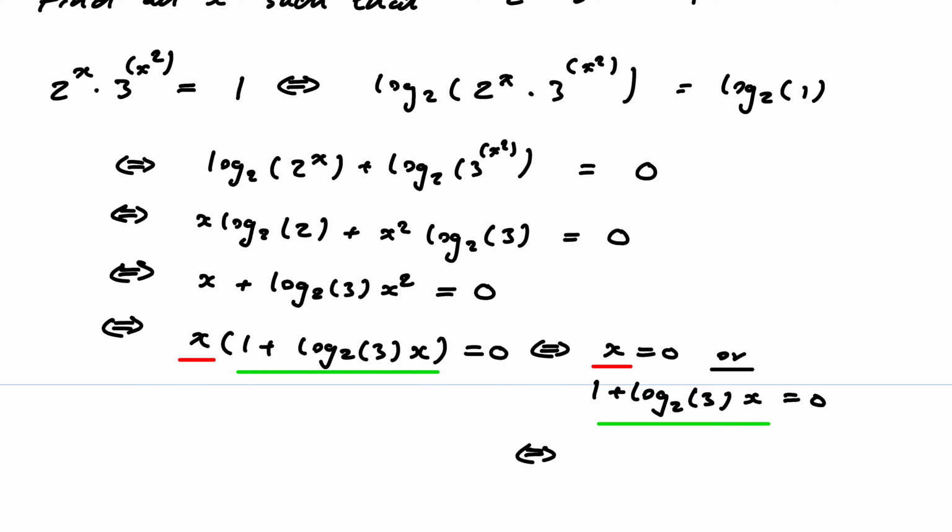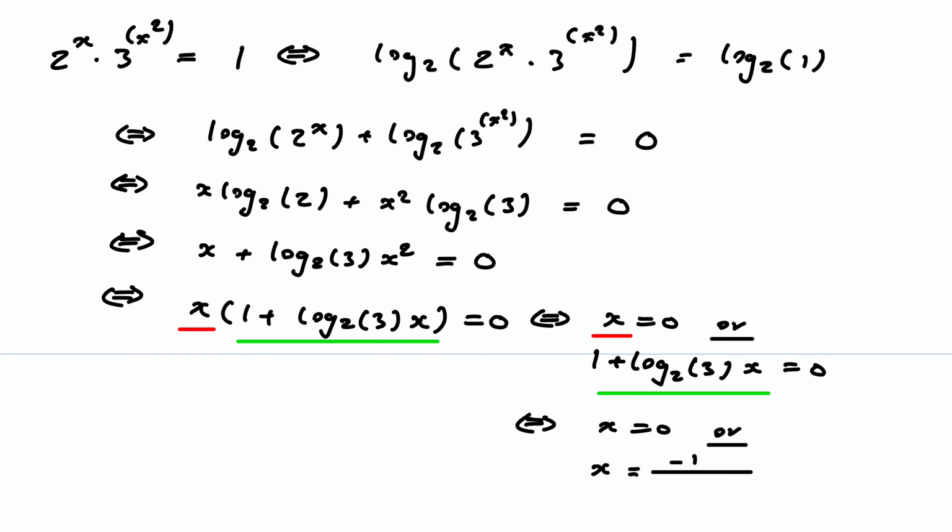So finally, this is if and only if what? Well, x is equal to 0, or we could rearrange this, pretty simple. x is equal to, what is it? It's minus 1 divided by log to the base 2 of 3. You could do this slightly differently with a different logarithm base. You could do it with 3, for example. It would all come out to be the same at the end of the day.